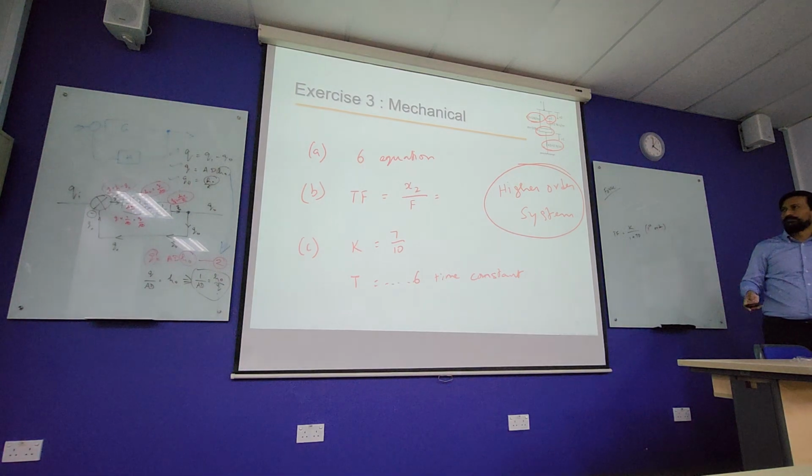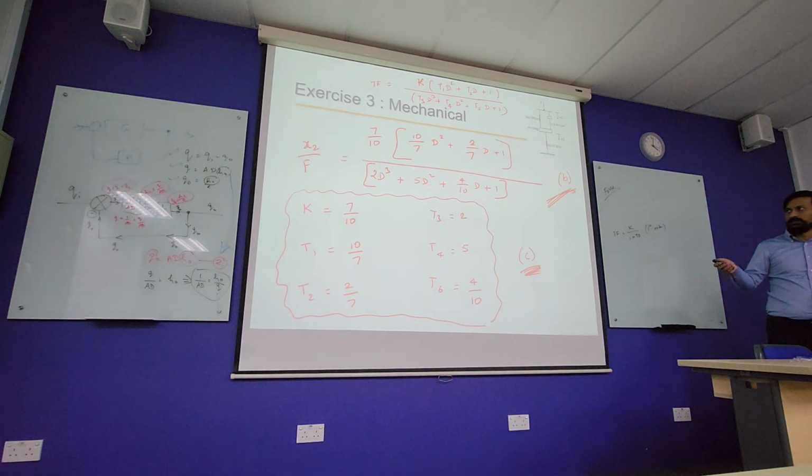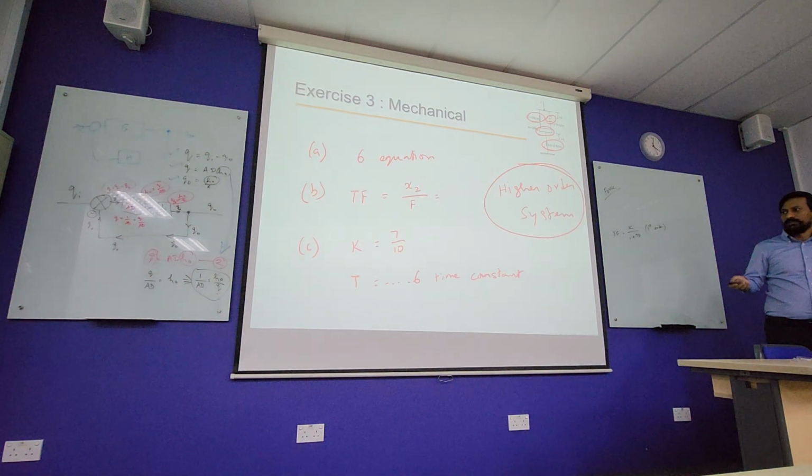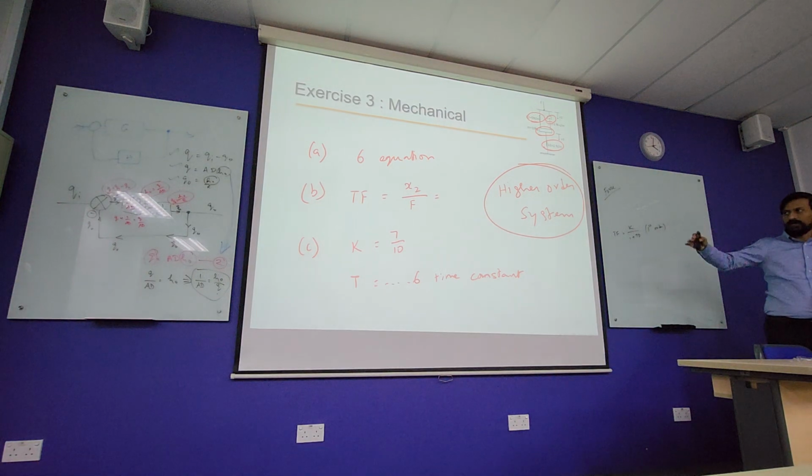So basically, overall, for example 3, we have 6 equations. That's your answer. And the B answer is nothing but your transfer function, which comes over here. This is your transfer function, which is nothing but your gain constant and the arrangement of all the time constants. And on the C part, just writing down from all of this, it's nothing but we have a gain constant and 6 time constants. So that's the C part. So that's how we evaluate the answer for these higher order systems. Are we good? Or do we have any question?